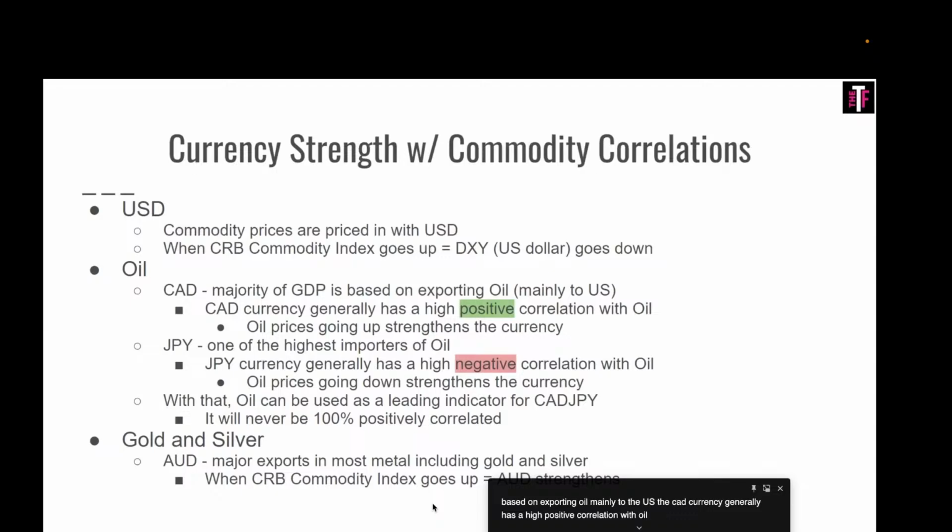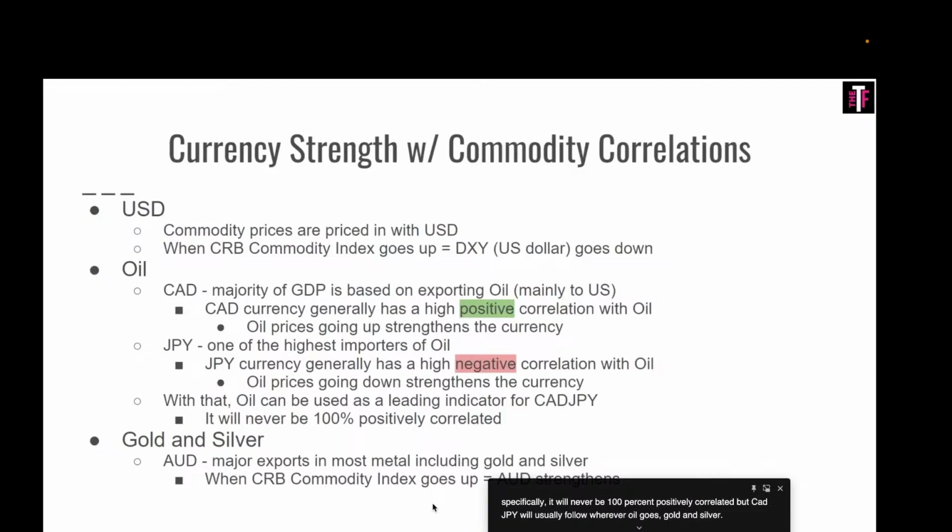Japan is actually one of the highest importers of oil, so they buy a lot of oil from other countries. That means they have a high negative correlation with oil. Whenever oil prices go down, the JPY currency strengthens, because when prices are lower, they get to buy it at a lower cost and save a little bit of money compared to when oil prices are higher. Oil can actually be used as a leading indicator for CADJPY specifically. It will never be 100% positively correlated, but CADJPY will usually follow wherever oil goes.